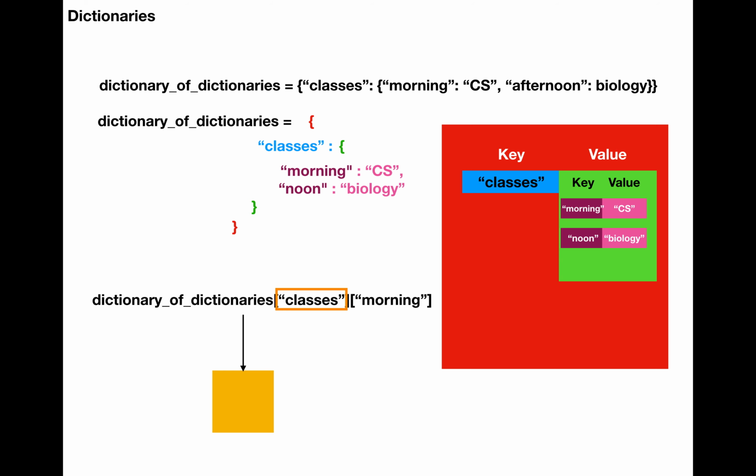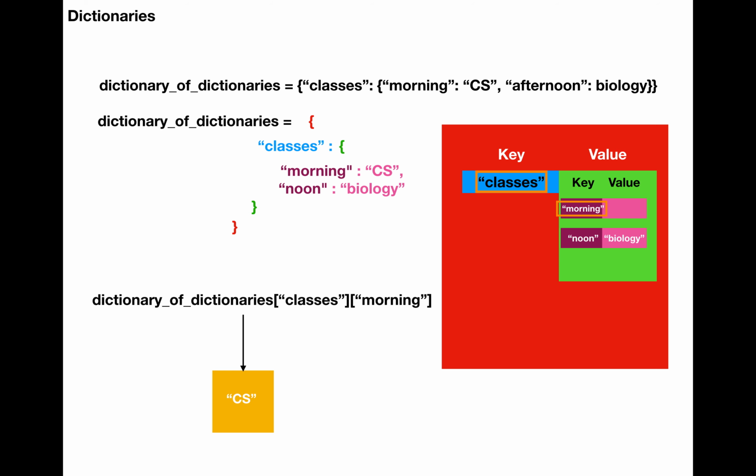We will look at one key, so we would give it the first key that we're looking for. In this case, we want the dictionary of classes, and this would go through, look for this classes key, and it would return this new dictionary, which is the green one. And from that dictionary, we can give it another key, in which case we can give it the key morning, or the string morning, and that would go through and look through the inner dictionary and find the key, and it would return the value that we wanted, and then we can do whatever we want with it. We could print it, we could store it in another value, and so on.